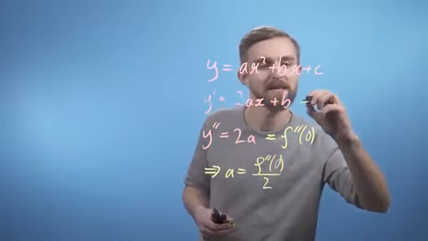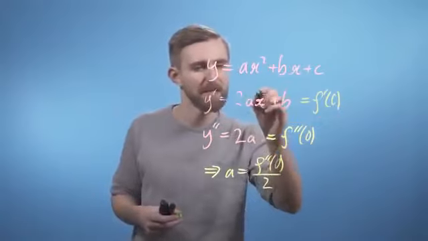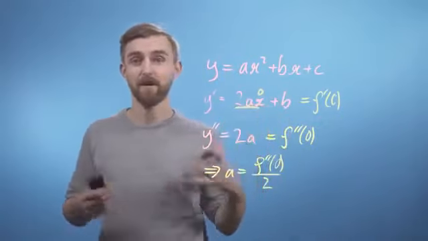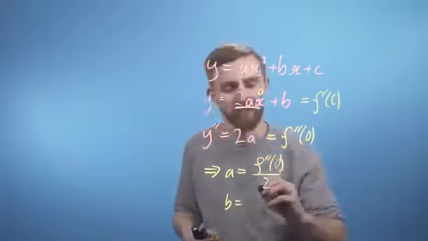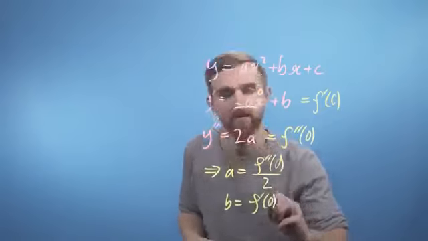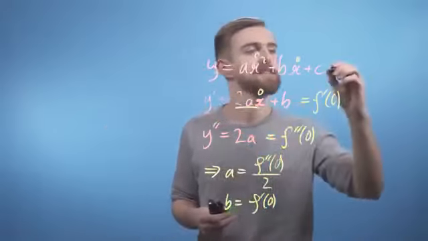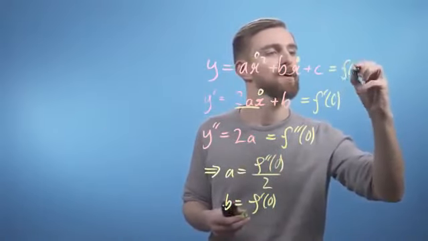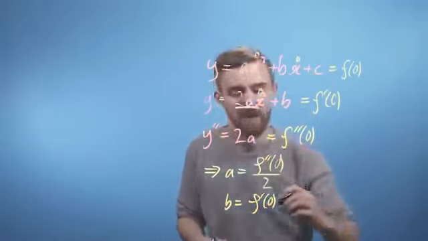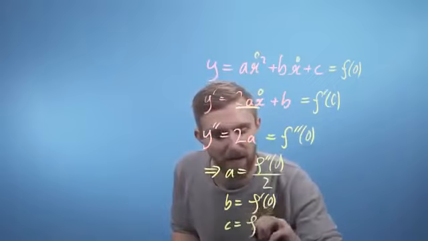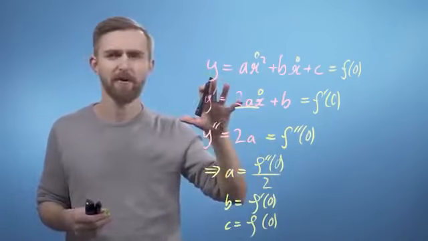So we can set this equal to f dash of 0, and we're subbing in 0 for this x here, so this term just disappears. So we can now say that also b equals f dash at 0. Lastly, subbing in 0 here, and setting this thing just equal to f of 0, we can say that clearly c is also just equal to f of 0. c equals f at 0. So we now have all three coefficients for our equation.